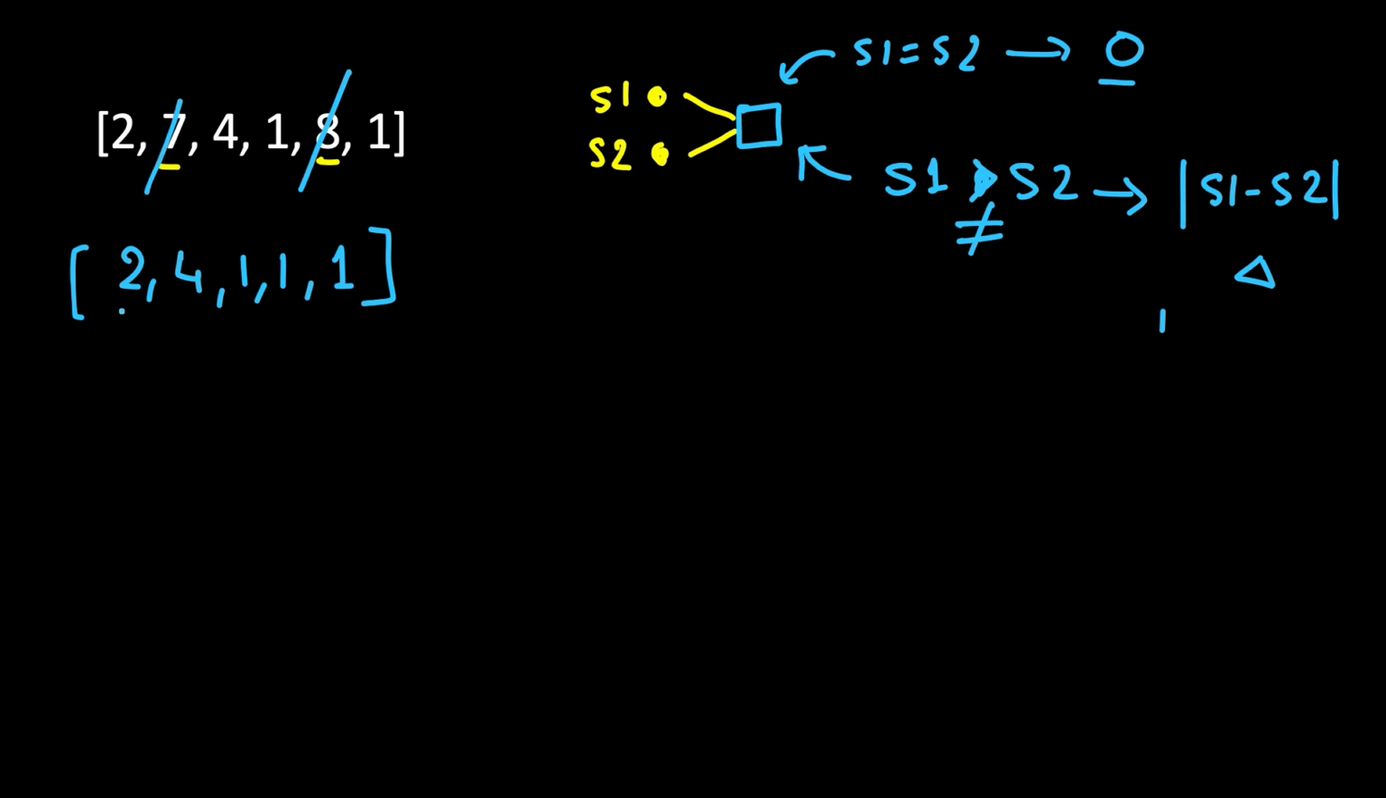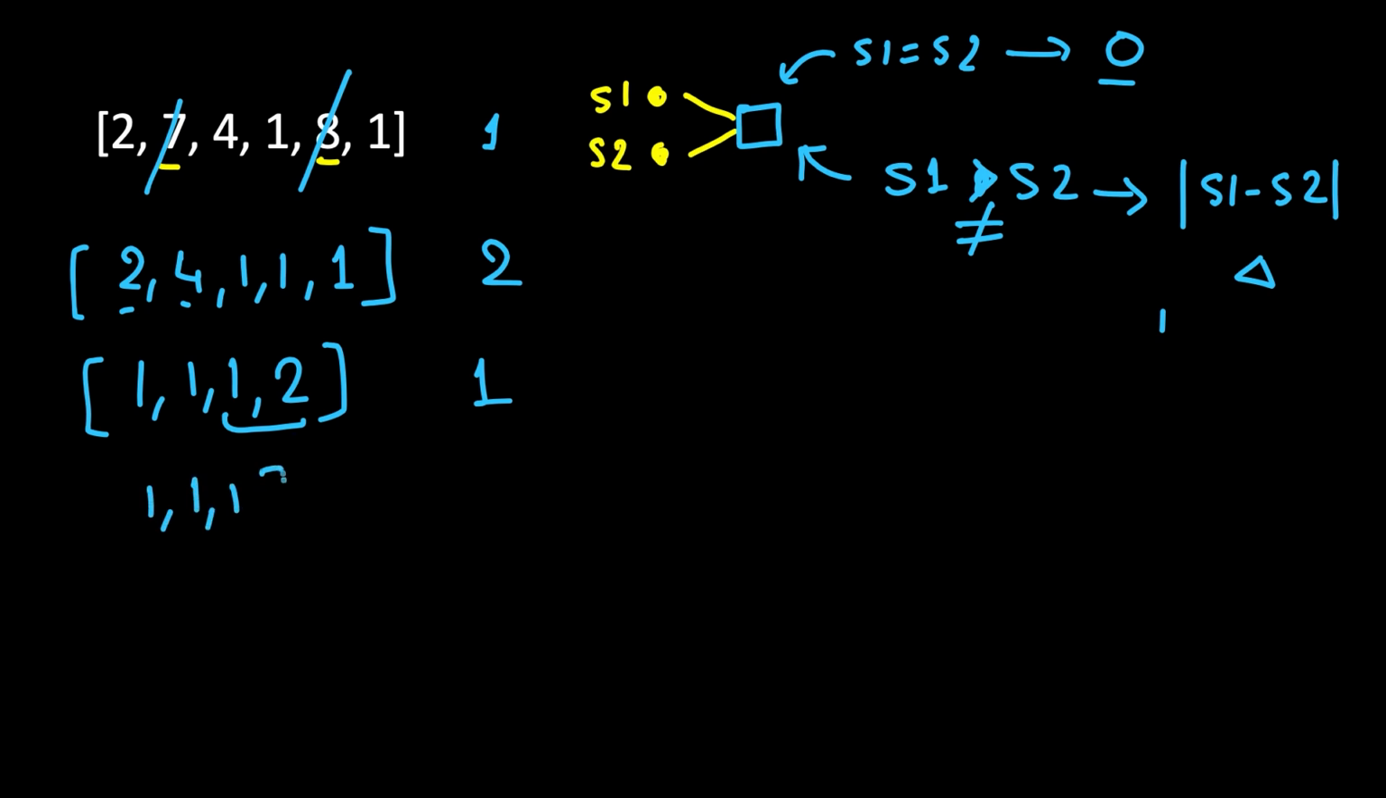Next, what are the two heaviest? 4 and 2. The difference is 2. So remove these two and add 2. So we get 1, 1, 1 and 2. Now the two heaviest are 2 and 1, and you can pick any of the ones. So you get a difference of 1. So we get 1, 1, 1. Now the two heaviest are any of the two ones, and the difference is 0. So they disappear, and we are left with 1. There is only one stone left, so you cannot collide it against any other stone. So in this case you will return 1. This is the answer.